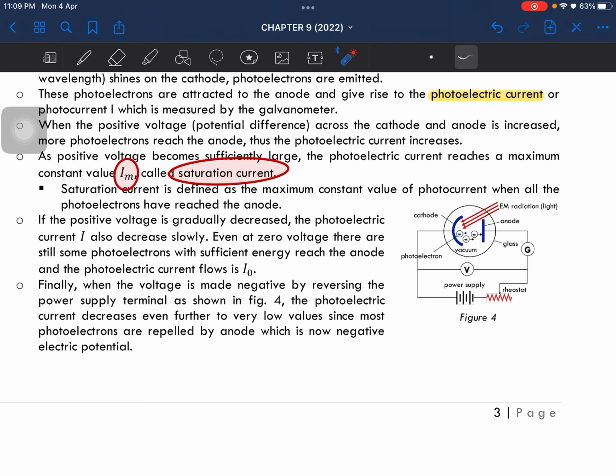And finally, when the voltage is made negative, so now the voltage is made negative by reversing the power supply. So now we have to reverse the power supply. Okay, so the photoelectric current would decrease even further to a very low value. Because most of the photoelectrons are repelled by the anode because it is now negative. It is negative because the power supply here is also negative. Okay, alright.